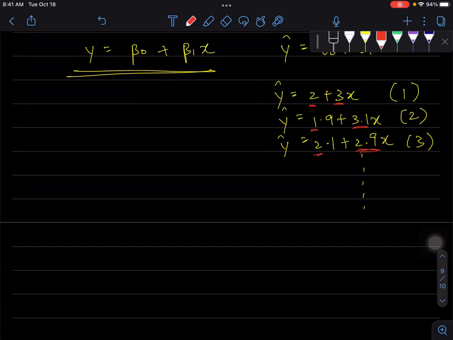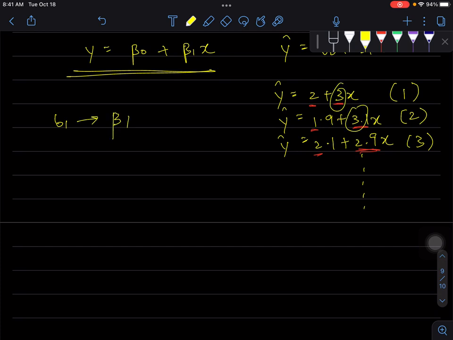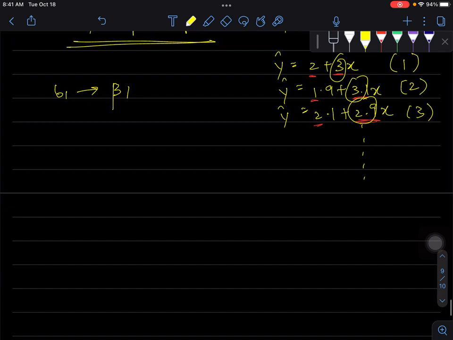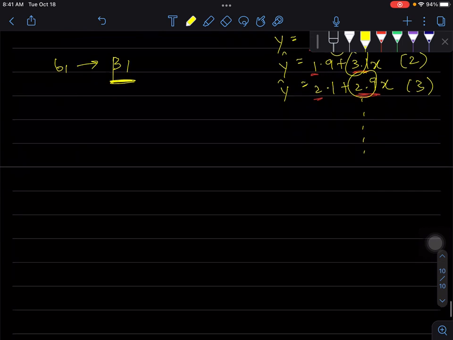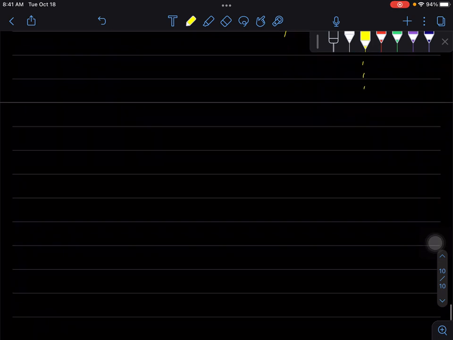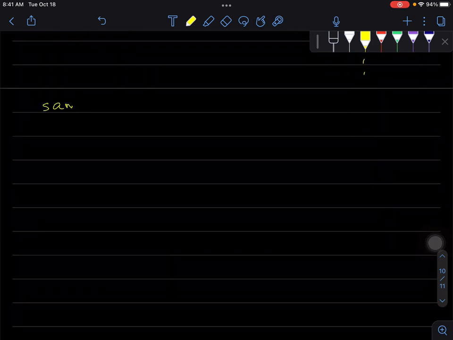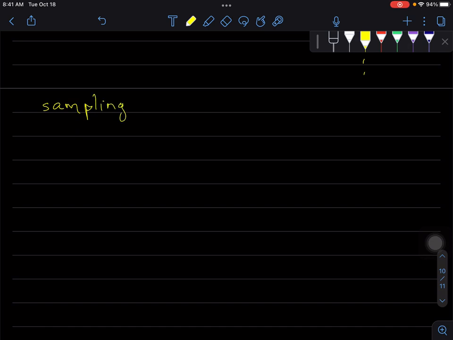So basically b1 is the estimator of beta 1, and since we're getting all of these different values, it tells us that beta 1, the real beta 1, has a distribution, and we're trying to understand the sampling distribution of beta 1 through b1, which is the estimator of beta 1. So the sampling distribution of b1 is what we're going to look at.